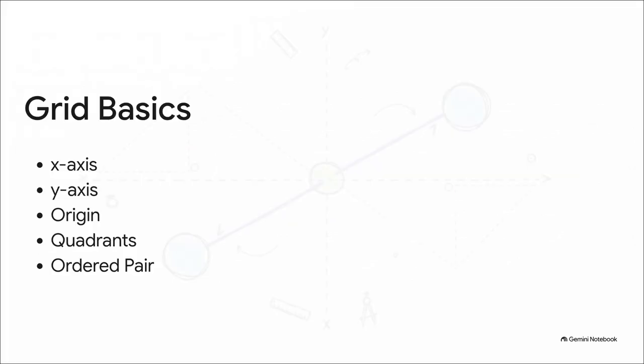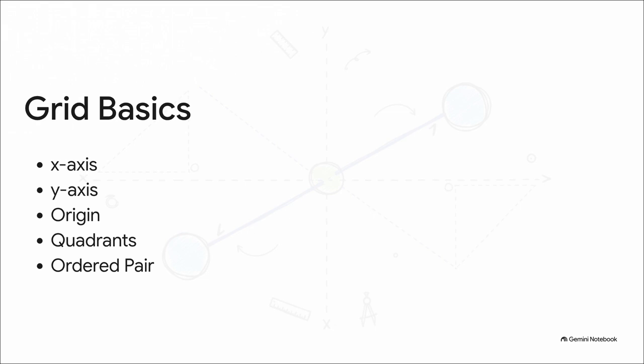Let's see how this builds, because to plot anything at all, you really need to understand the basic anatomy of the grid first. We already mentioned the x-axis going horizontally and the y-axis going vertically, but where those two main streets cross right in the dead center, that is called the origin, perfectly sitting at (0, 0). These crossing lines essentially divide our map into 4 distinct sections, which are known as quadrants.